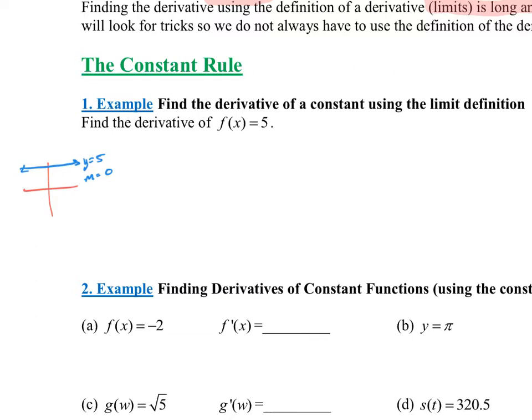And notice, y equals 5, the fact that it was 5 didn't matter. It could be f of x or y equals any number. It's always a horizontal line, so the derivative should always be 0 for any constant function, no matter what. But let's go ahead and do what they wanted.